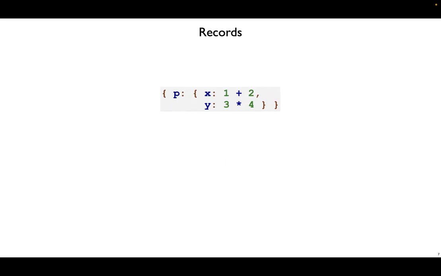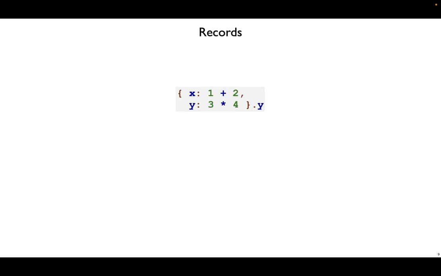This example has a nested record. So on the outside, we have a record with the field p, and p is bound to a record expression. And this record on the inside has x and y fields. The type for this record says that p has type record, in particular, a record where x has type int and y has type int.